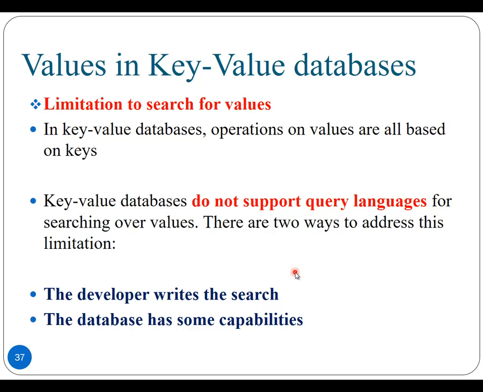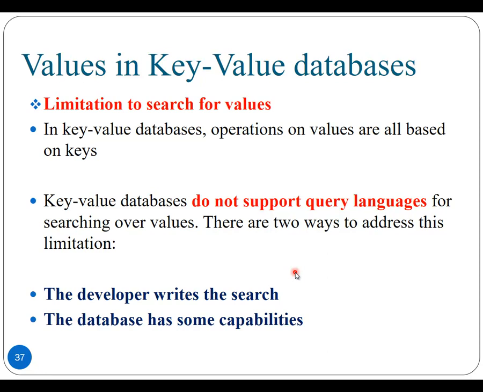As we said before, in the relational database, we have a language named SQL that we could use for doing operations. But here in the key value database, we don't have any language. So the developer has to write the operation it needs. Those are the two important limitations in the key value database.